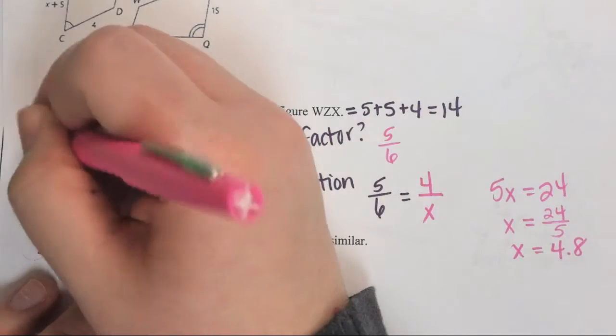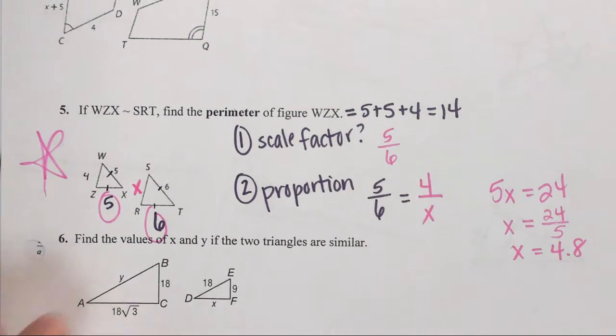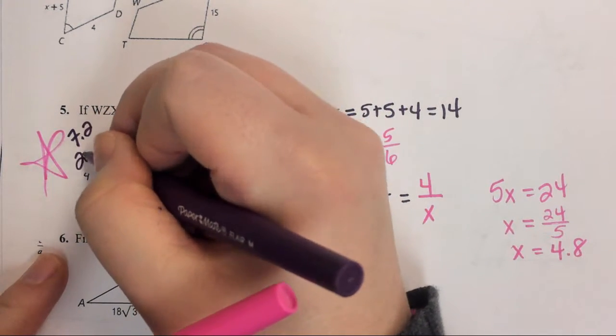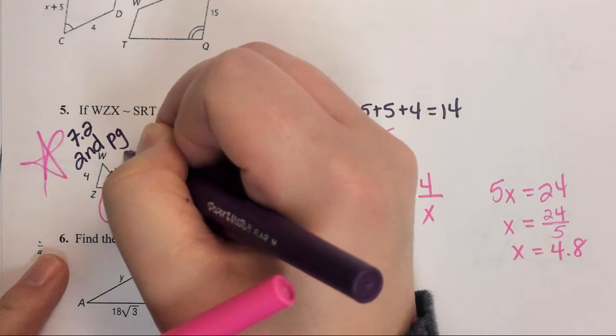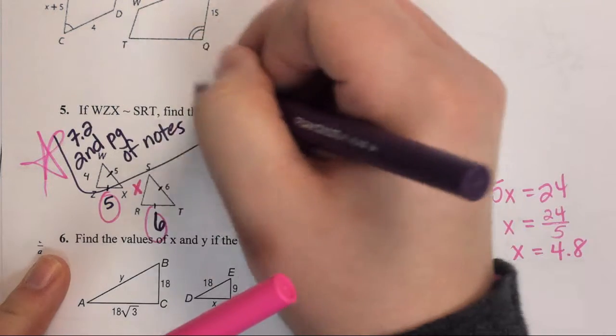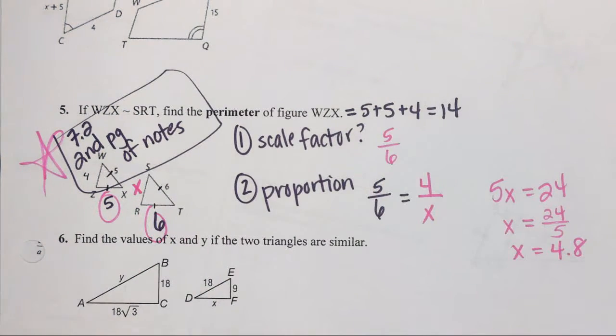I would put a star by this question because clearly we don't recall the ones, and this was from 7-2. It was on the second page of notes. From 7-2 was how to set up and ask ourselves, can we find a scale factor and do we have a proportion?